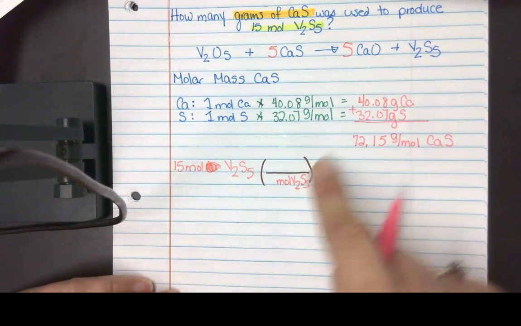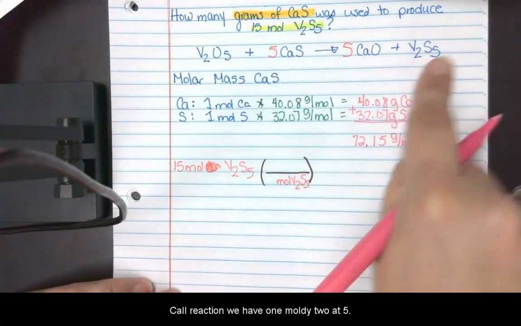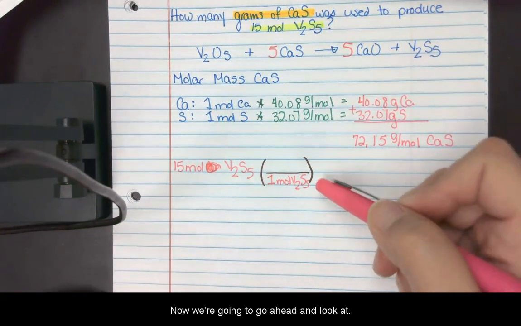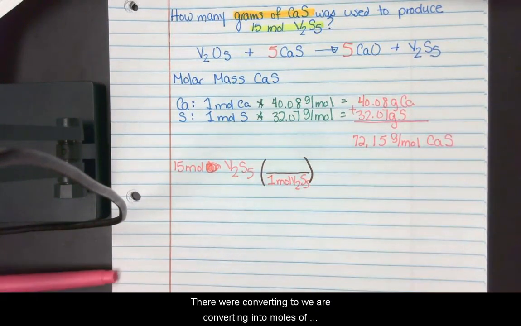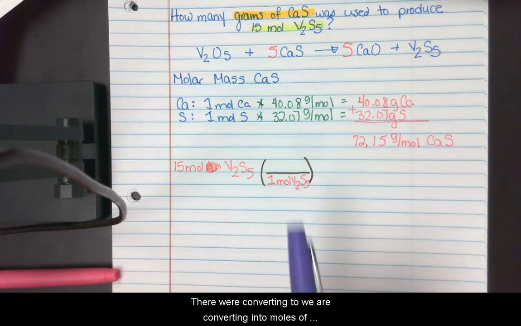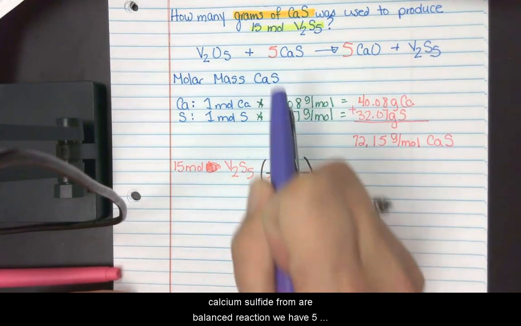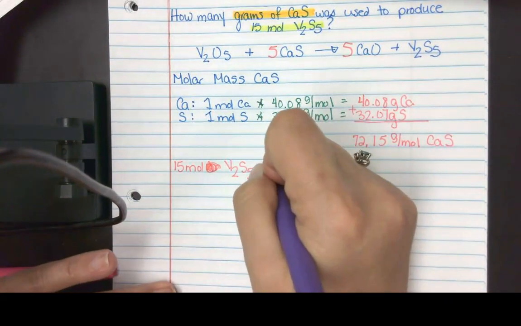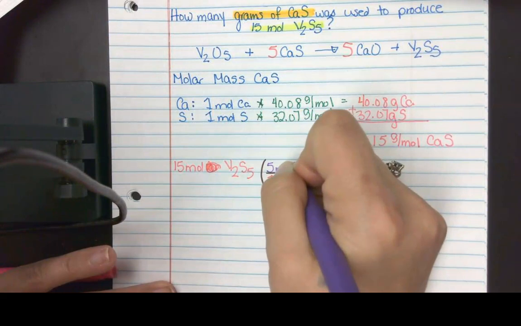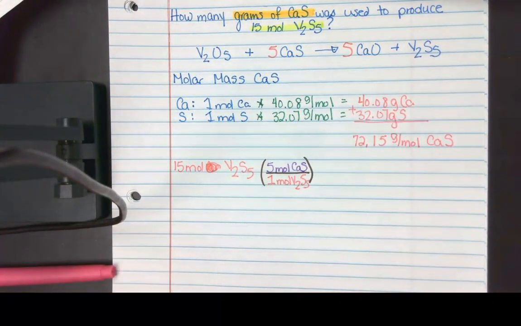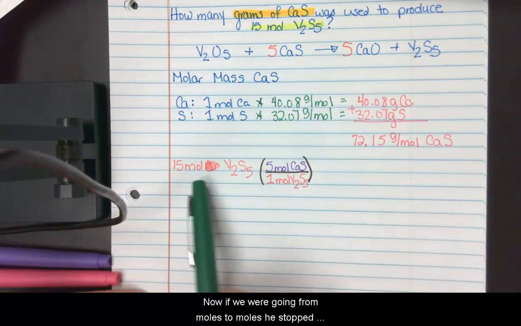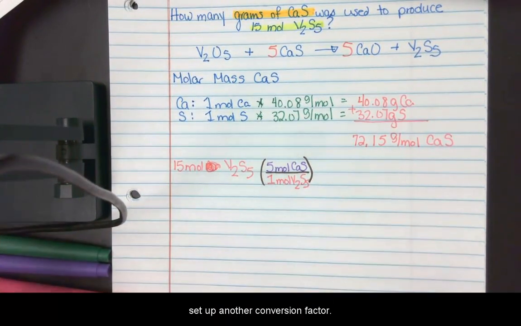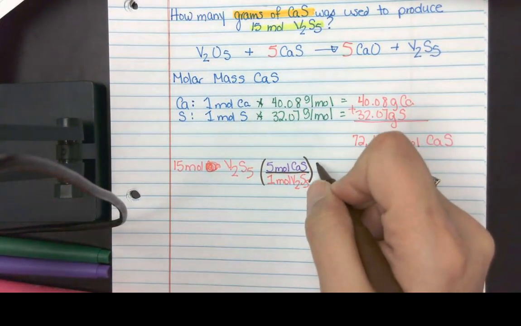Looking at our balanced reaction, we have 1 mole V2S5. Now we're going to look at where we're converting to. We are converting into moles of calcium sulfide. From our balanced reaction, we have 5 moles of calcium sulfide. Now, if we were going from moles to moles, we'd stop here, but we're going from moles to grams.